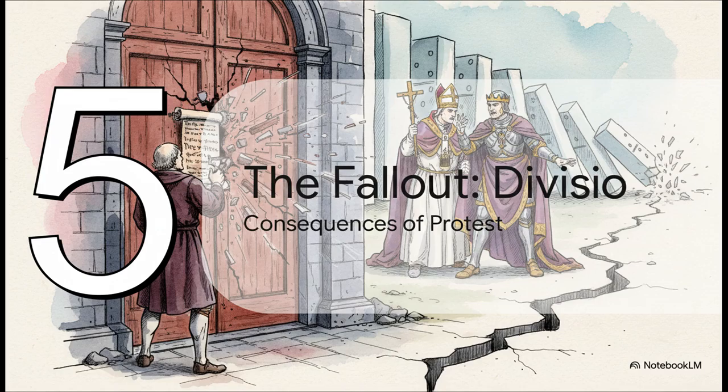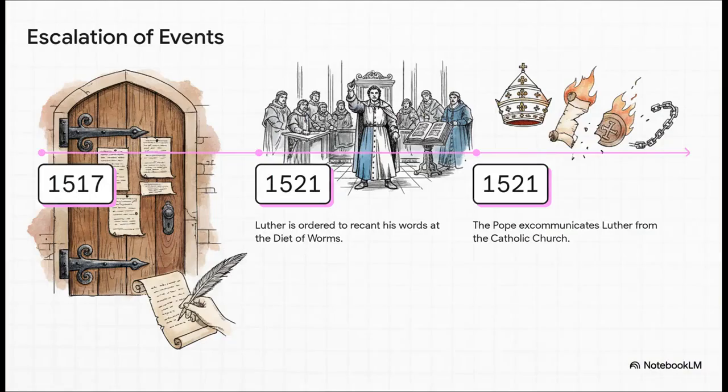The Pope and the Holy Roman Emperor, we're talking the most powerful men in Europe, they had to respond. Luther's protest was about to knock over the final, biggest dominoes, and it would lead to a permanent split right down the middle of Western Christianity. And look at this timeline. You can see just how fast things spun out of control. In only four years, we go from a scholarly debate to a massive crisis.